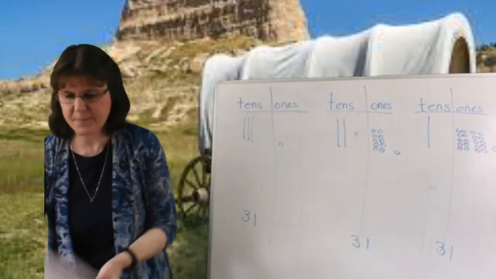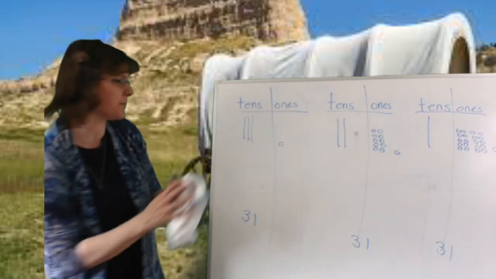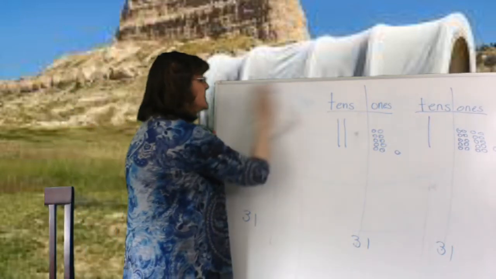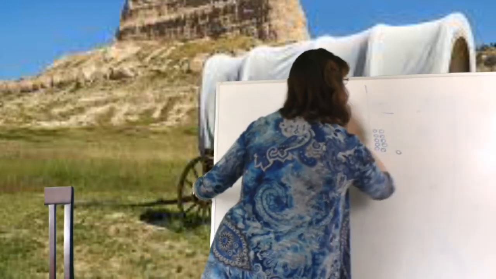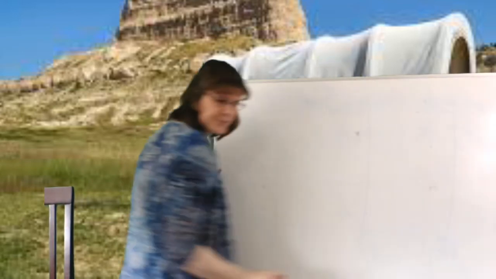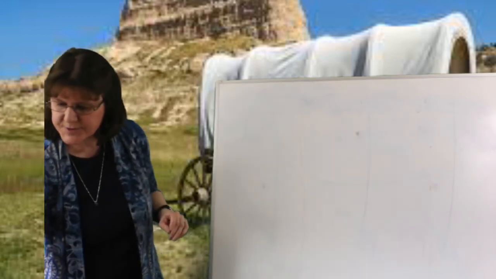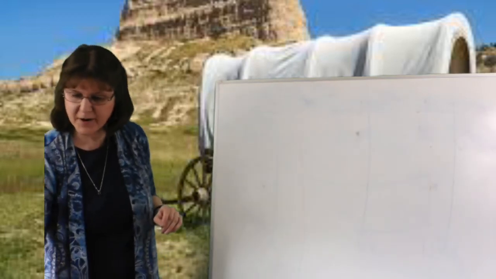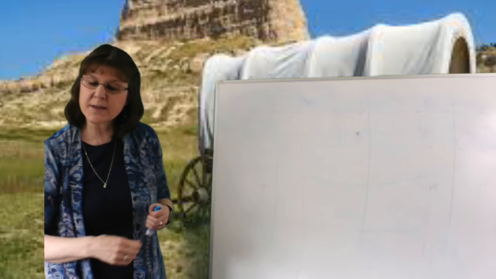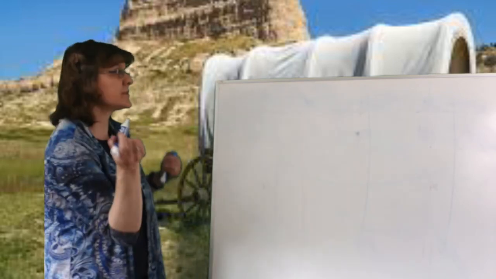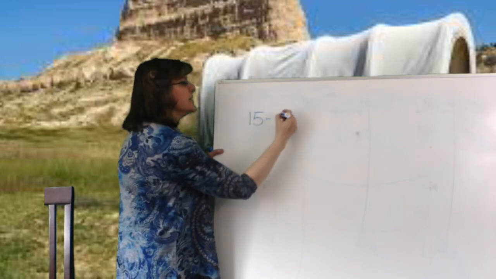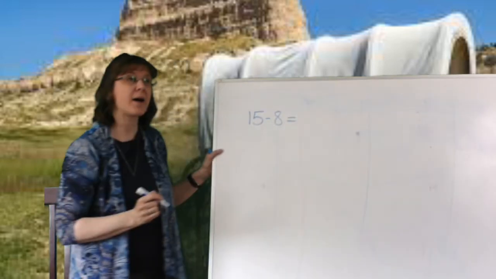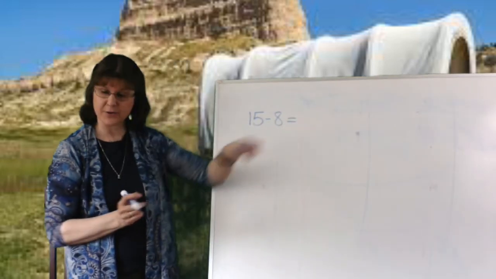And then on the back, we have a couple little stories to review. The first one says, Felix invites 15 friends to his party. Some friends are girls and 8 are boys. So this would be a subtraction. You would do 15 friends, take away the 8 boys to find out how many girls, and you can solve that one on your own.